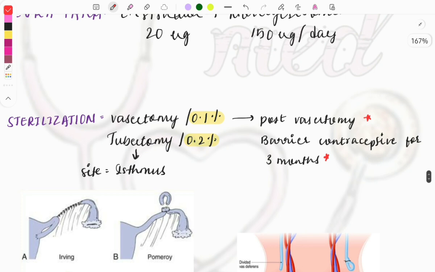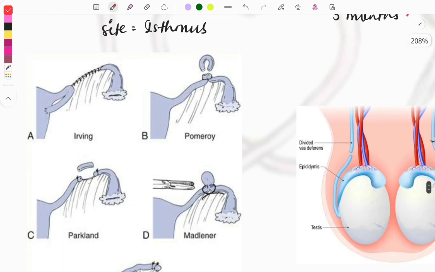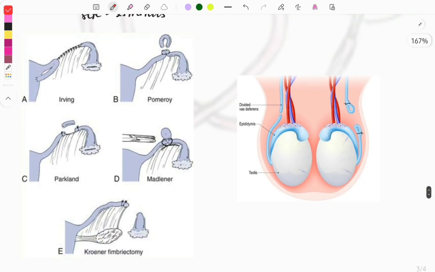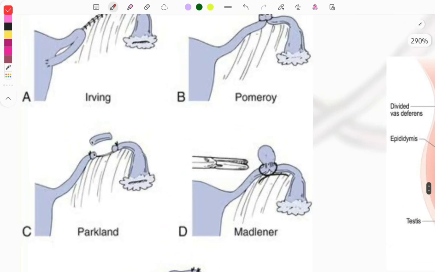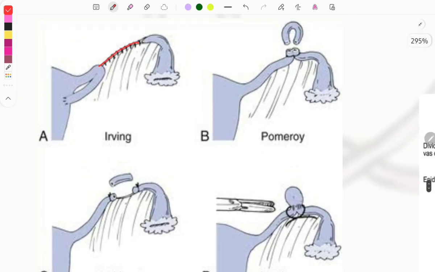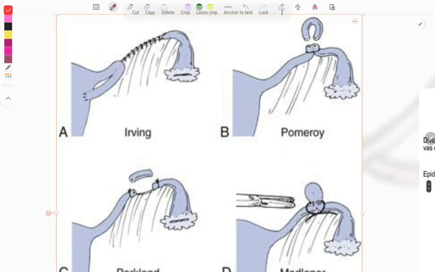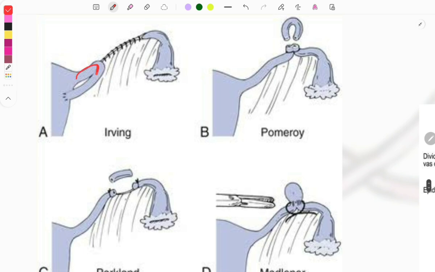Then tubectomy. The site of the tubectomy is the isthmus, and there are various methods for the tubectomy. First one is Irving's, and in Irving's you can see here that the fallopian tube is cut, and this part is put down into the uterus itself. Okay, so there is blockade occurring here, so there will be no contact of the egg and the sperm.